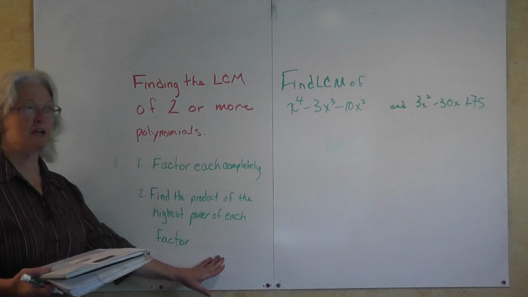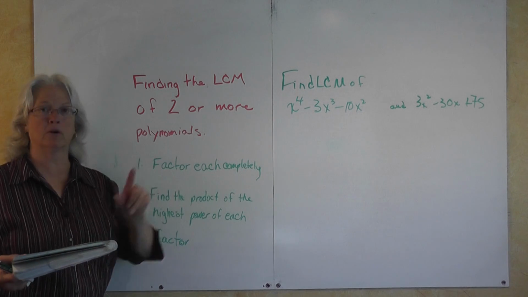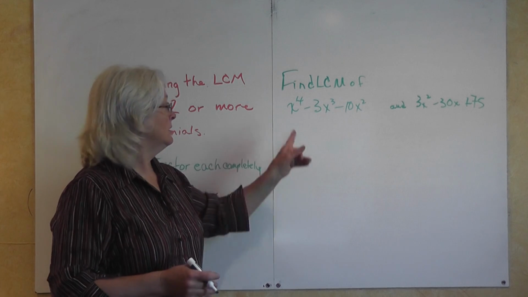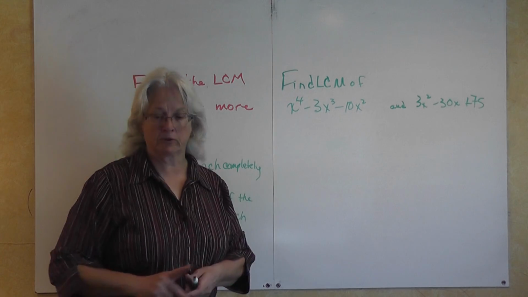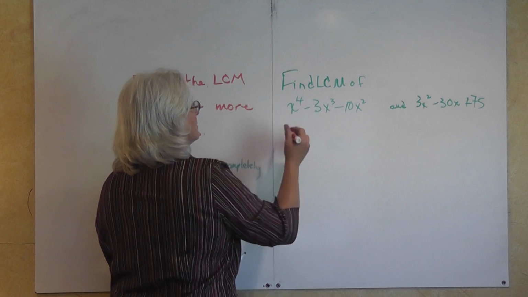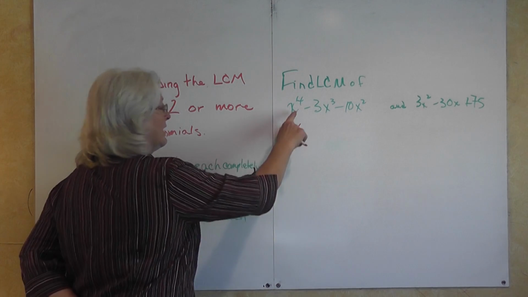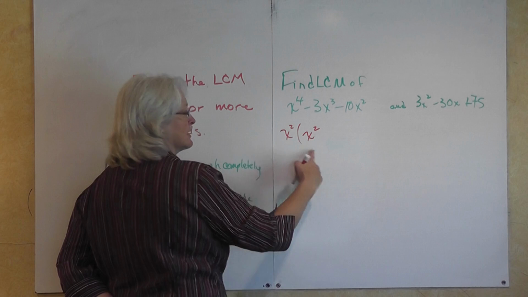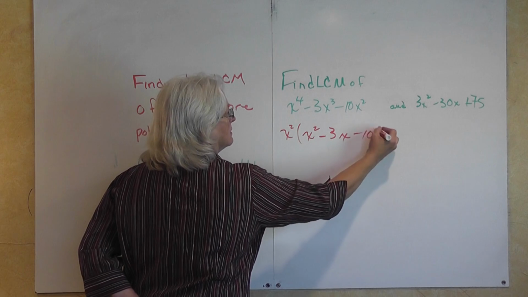What do our instructions here say? Factor each polynomial completely. Two polynomials, we want to factor them completely. What's the first thing that we are going to do? We're going to check and see if there is a common monomial factor. When we look at this, you see that there's a factor of x squared in common. Factor out the x squared. What do we have remaining? X to the fourth divided by x squared is x squared. X squared times x squared, x to the fourth, minus 3x minus 10.